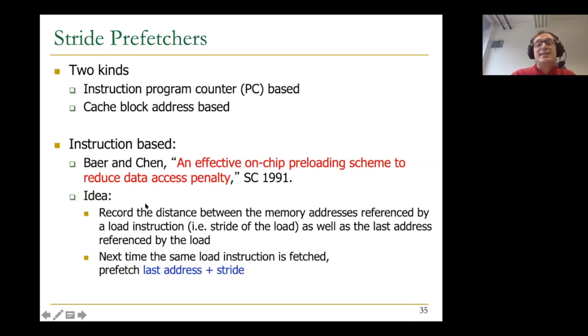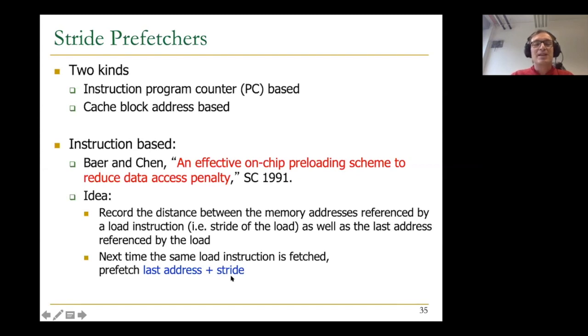And the idea is this, basically, very simple. You record the distance between the memory addresses referenced by a load instruction, as well as the last address referenced by the load. So basically, you have the stride of the load, which is the memory distance between the memory addresses referenced by the load instruction. That's called the stride of the load, and the last address referenced by the load. And next time the same load instruction is fetched, you prefetch last address plus stride.